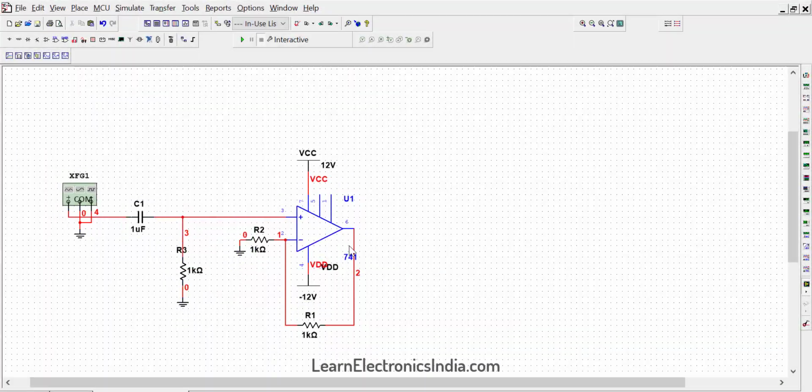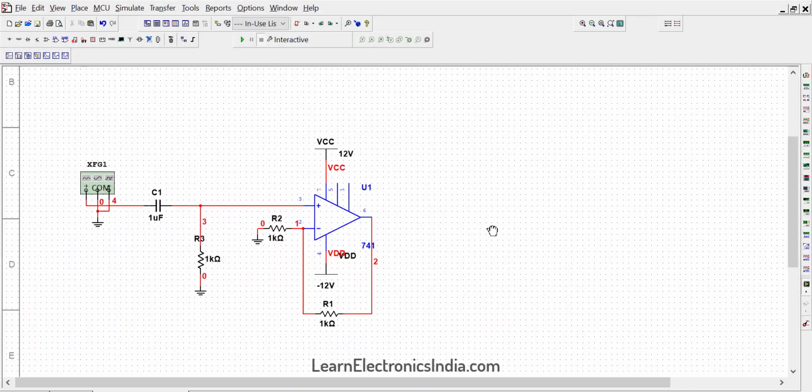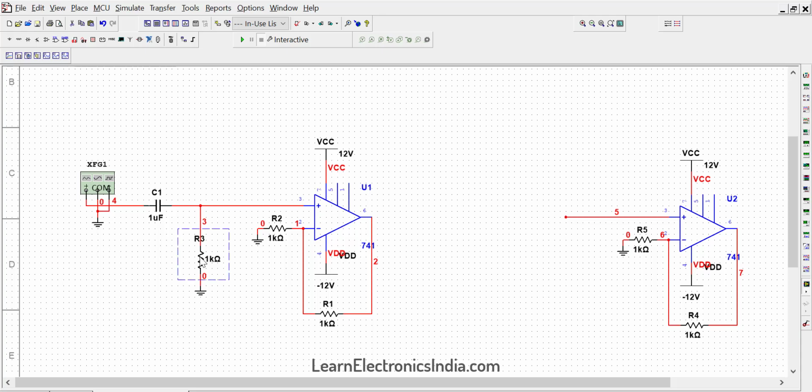We saw how to use Opamp as amplifier and filter. But Opamps have their origin in analog computers where they were used to perform mathematical operations like addition, subtraction, differentiation and integration. This is Abhinav from learnelectronicsindia.com, and let's learn how to perform mathematical operations using Opamps.